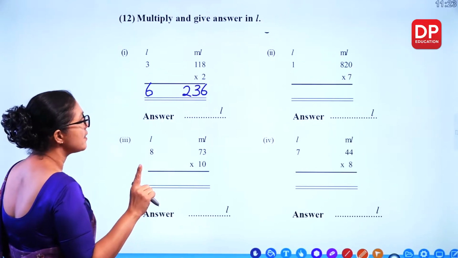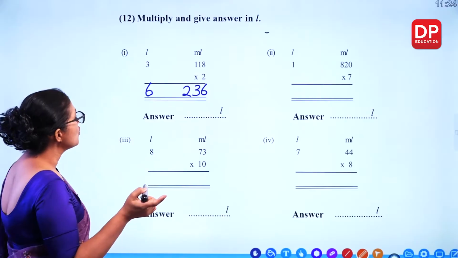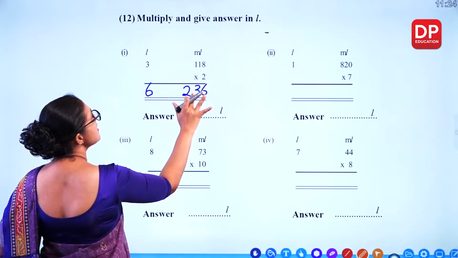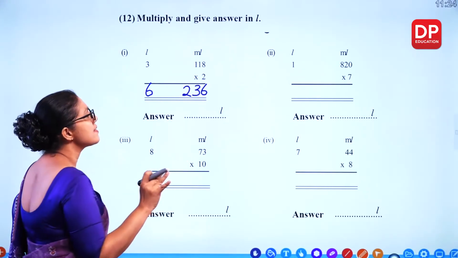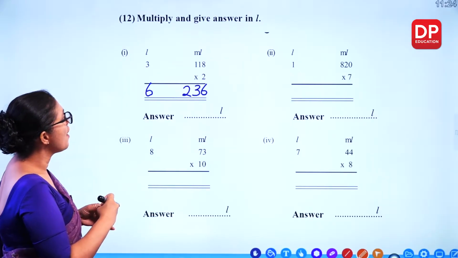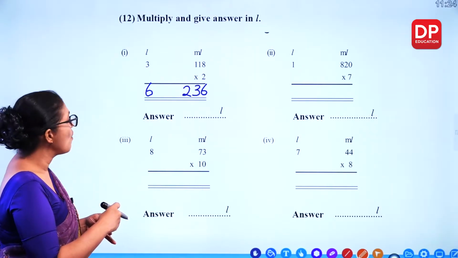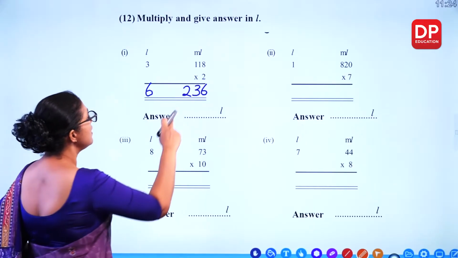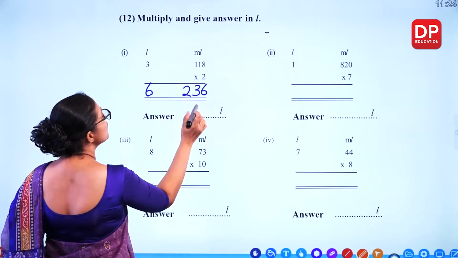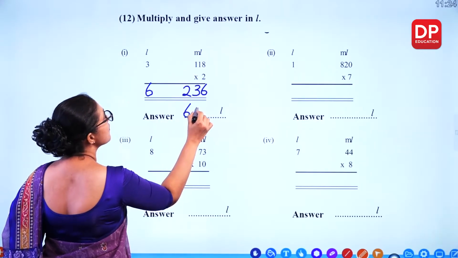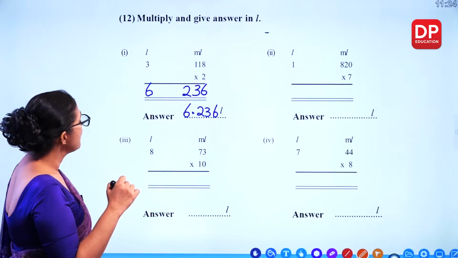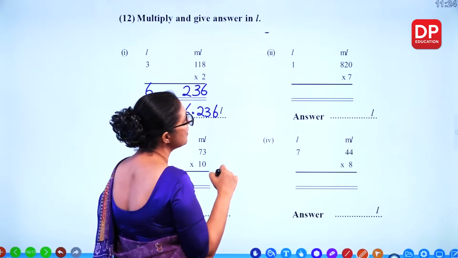Now you are asked to write this in liters. So what you do? This is 6 liters and 236 milliliters, means 6000 plus 236, that means 6236 milliliters. When you divide by 1000, you get the decimal value. So 6.236 liters. Next one, multiply by 7.